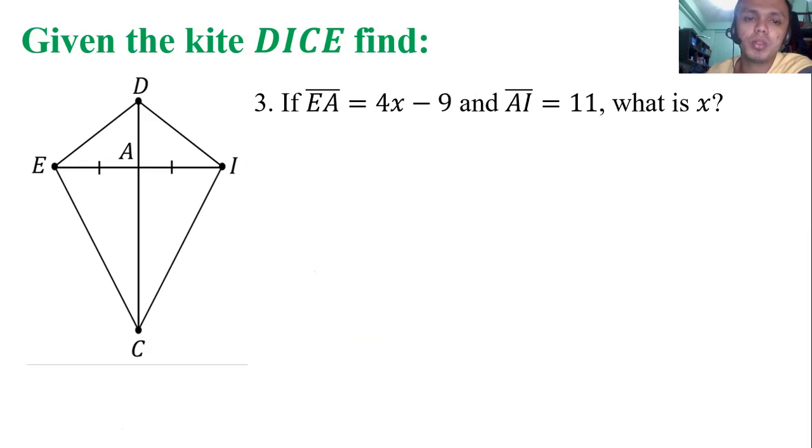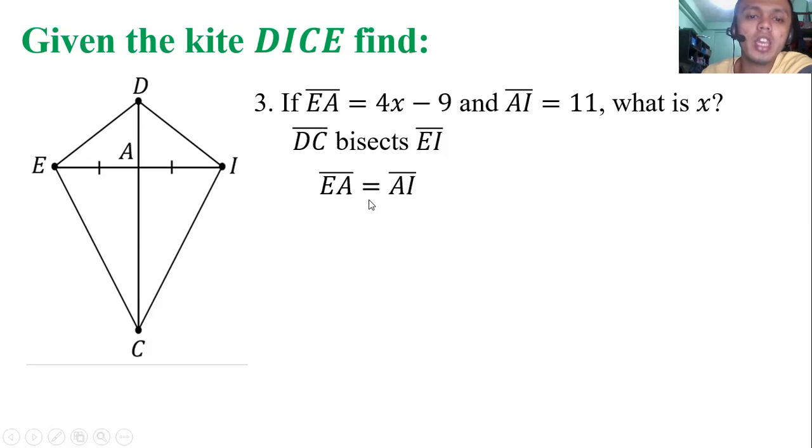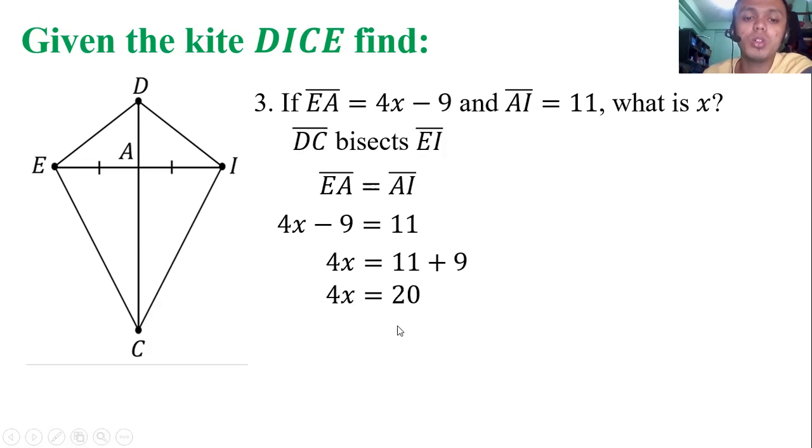Okay? Next, number 3. If EA is 4x minus 9, and your AI is 11, what is x? Again, as you can see, si EA, kalahati lang ni EI, and si AI, kalahati lang din ni EI, no? Therefore, your EA here is equal to AI, no? Your EA here is 4x minus 9, your AI here is 11. Then transpose negative 9 to the other side, then we have 4x equal to 11 plus 9 is equal to 20. Then divide both sides by 4. Cancel this out. We have x is equal to 20 divided by 4 is 5.